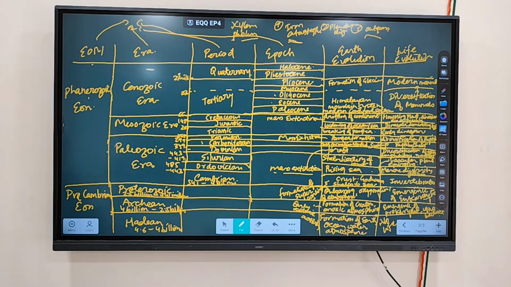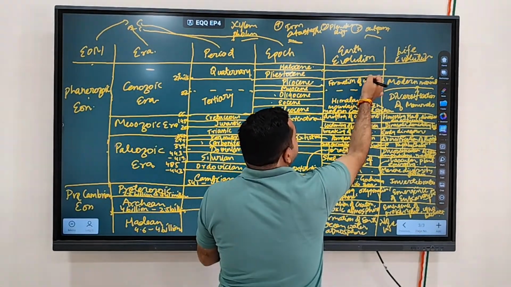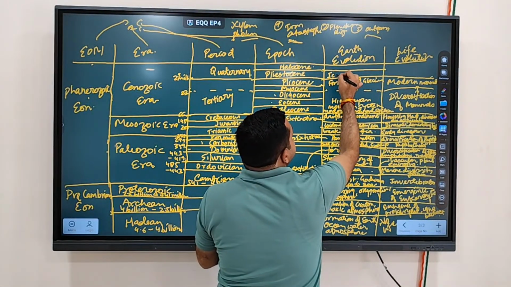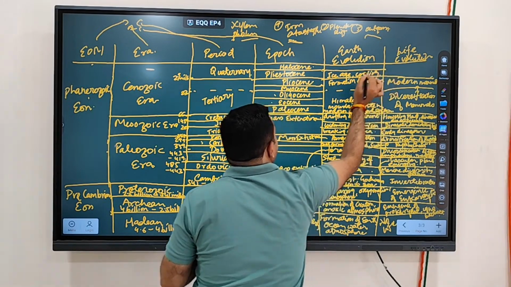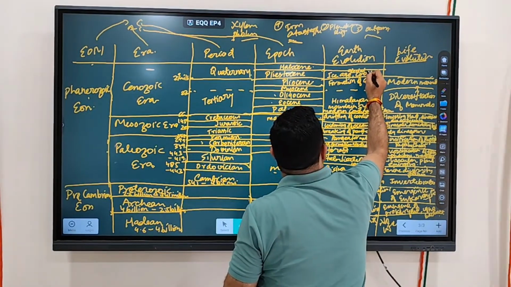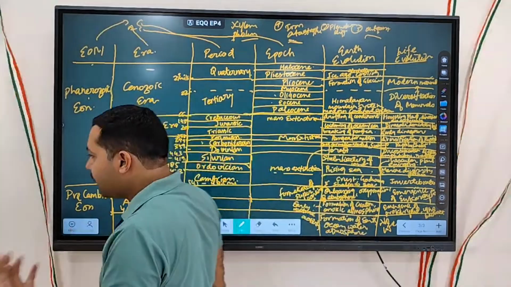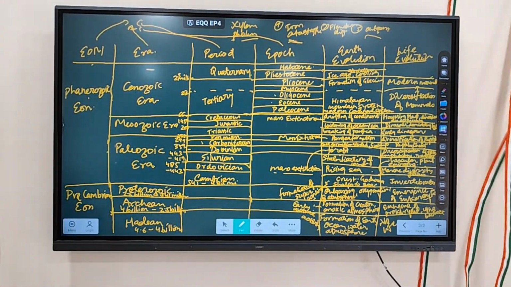Now, in the case of the quaternary period, that we divided into what? Pleistocene. Here, because of glacier formation, the ice age is starting. Ice age, cooling is happening. Glaciation phase. We also call it the glaciation phase. Ice age, glaciation phase, cooling is happening. Fine.